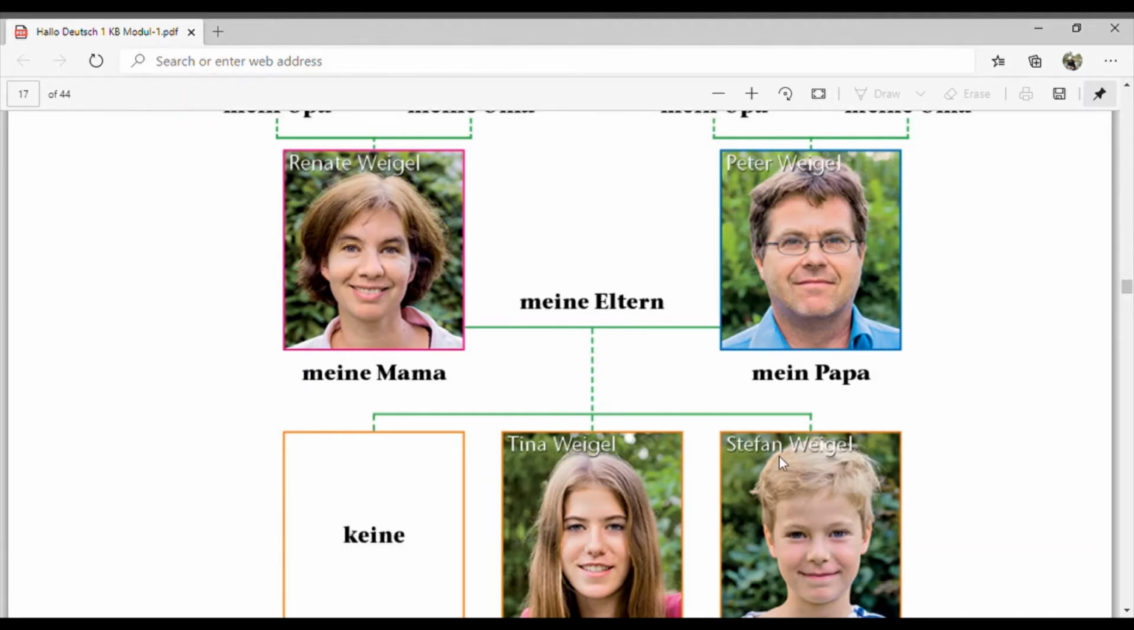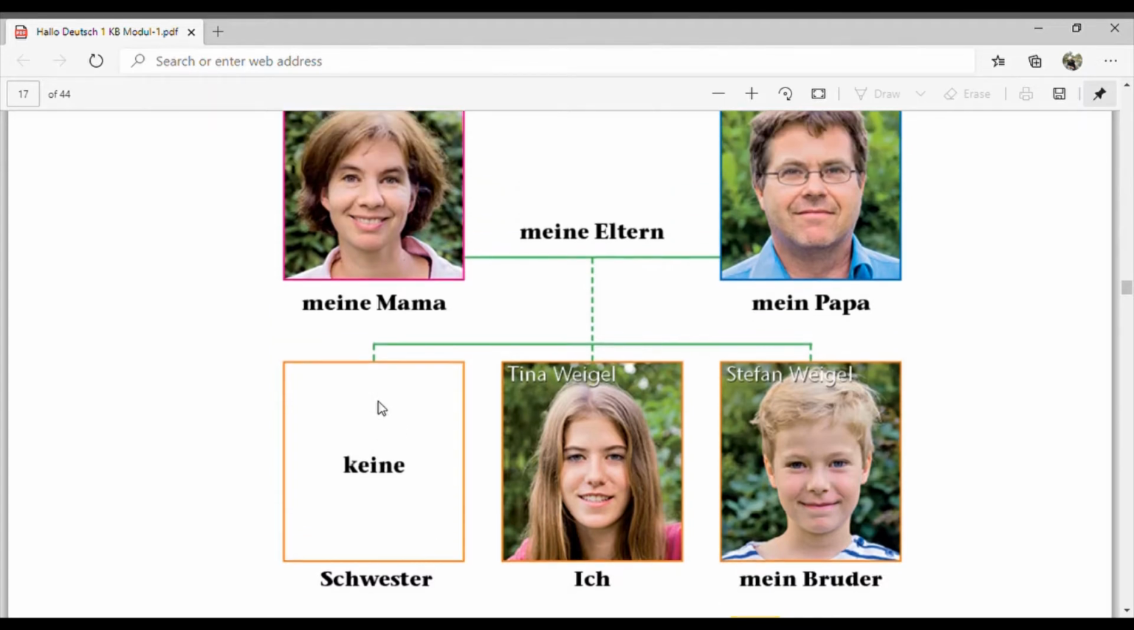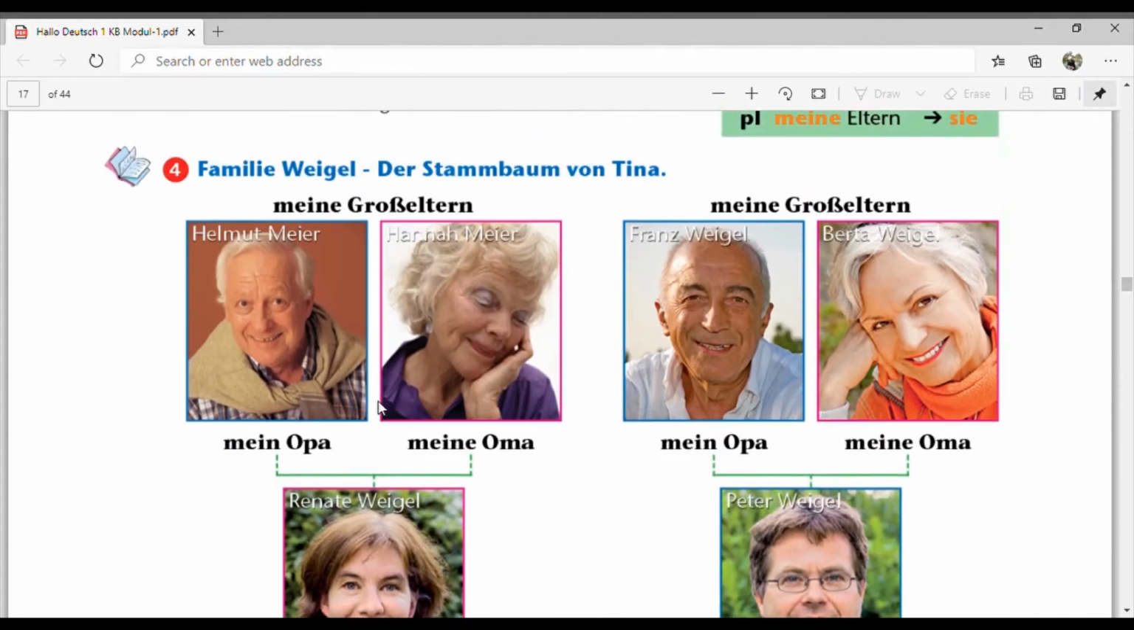Okay, and then because it's a plural, that's why meine. And then Stefan Weigel. Okay, so what is Stefan Weigel? Here ich, and then mein Bruder, and Schwester, Schwester means sister, and keine, that means no sister, she doesn't have a sister. So we go through the words here.